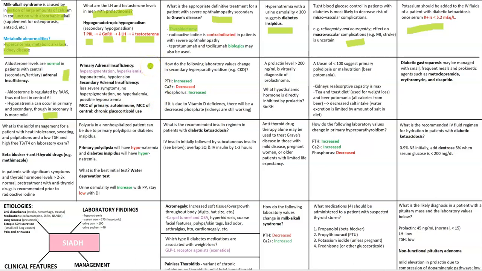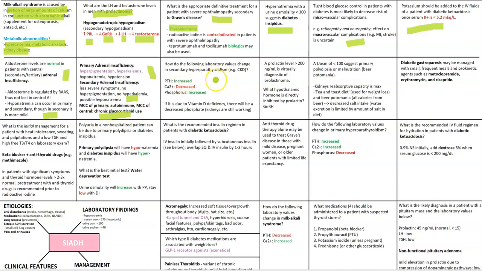Primary adrenal insufficiency, super high yield. Patients are going to present with hyperpigmentation because there's elevated ACTH, and hyperkalemia as well, hyponatremia and hypotension. And then secondary adrenal insufficiency, they'll present with less severe symptoms. There's no hyperpigmentation, there's no hyperkalemia, and there's possible hyponatremia. The most common cause of primary is going to be autoimmune. The most common cause of central is going to be chronic glucocorticoid use.